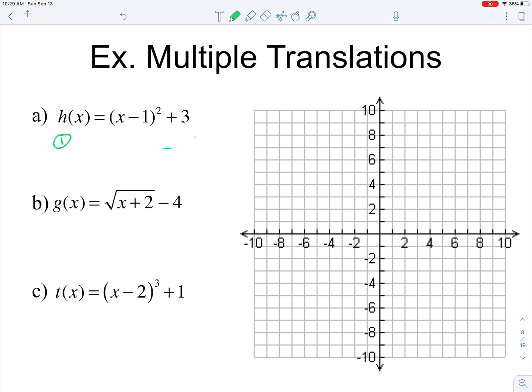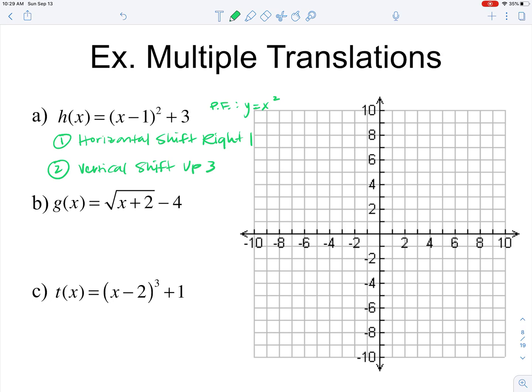Okay, so that minus 1 is going to actually be a horizontal shift right 1 unit. And then the plus 3 is going to be a vertical shift up 3 units. And the parent function here for h of x is y equals x squared.